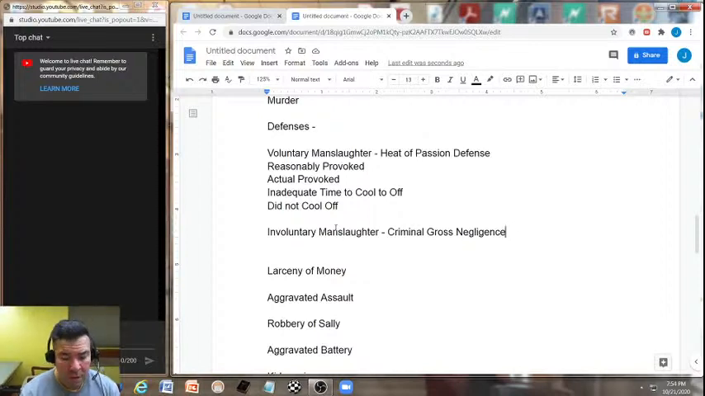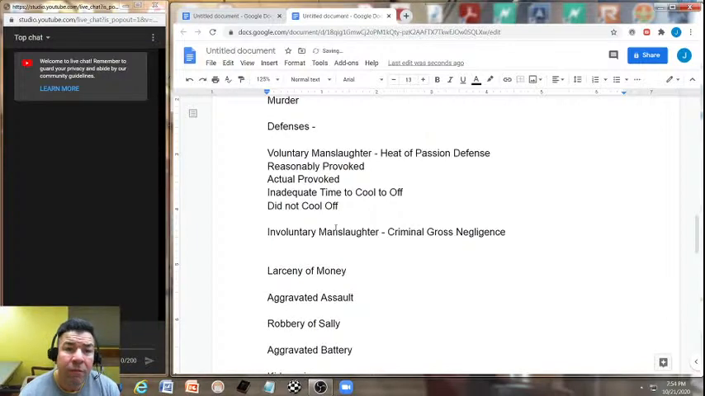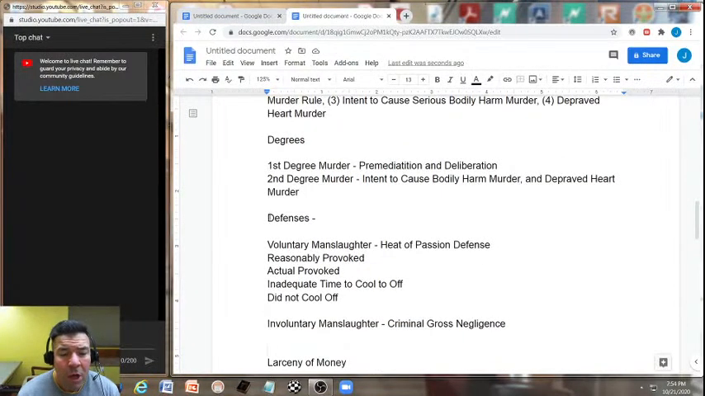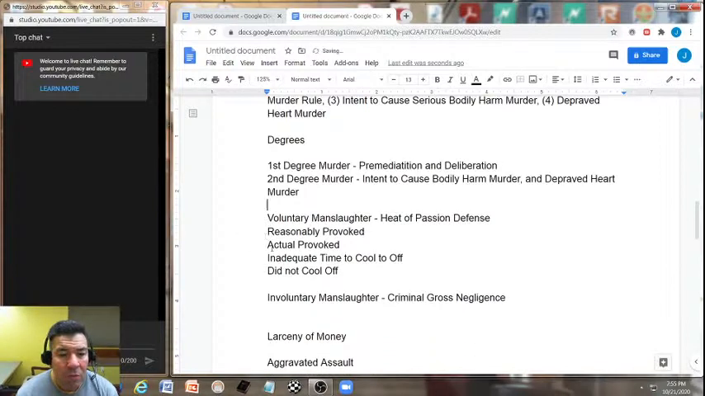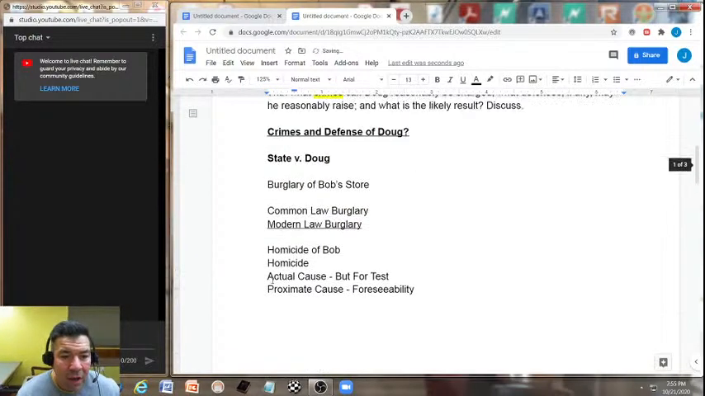So with this being taken care of, we have gone through a significant amount of elements. Pretty easy to be able to dispatch. Now, I would come back here and I want to point this out to you. We probably won't use the defenses because we've dealt with this under the heat of passion defense. So I'm just going to delete this defense here and pull this up. And now we have addressed the homicide of Bob.